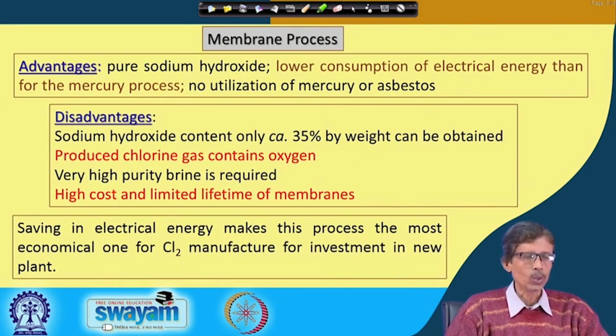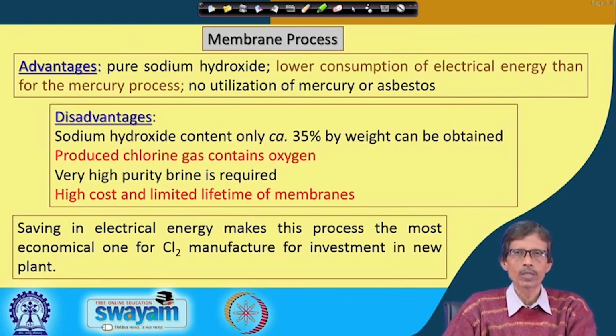As a result, what we can do for this particular one is save electrical energy, and still people use it. It is the most economical one for the chlorine manufacturing process, and for the investment in a new plant. So, if you save the money, you can invest in a new plant, or you can utilize the produced chlorine, because we are getting chlorine out of this. You can utilize that chlorine for making new types of value-added material.